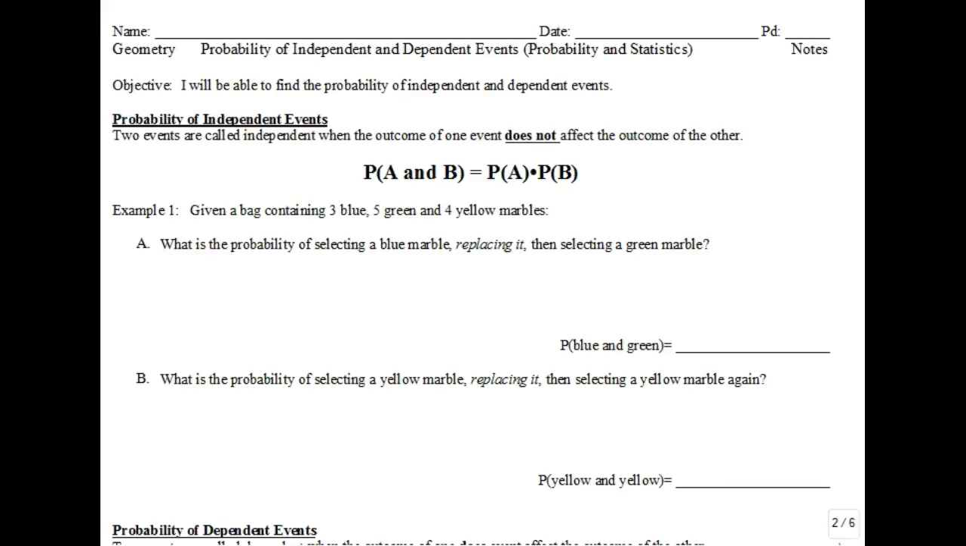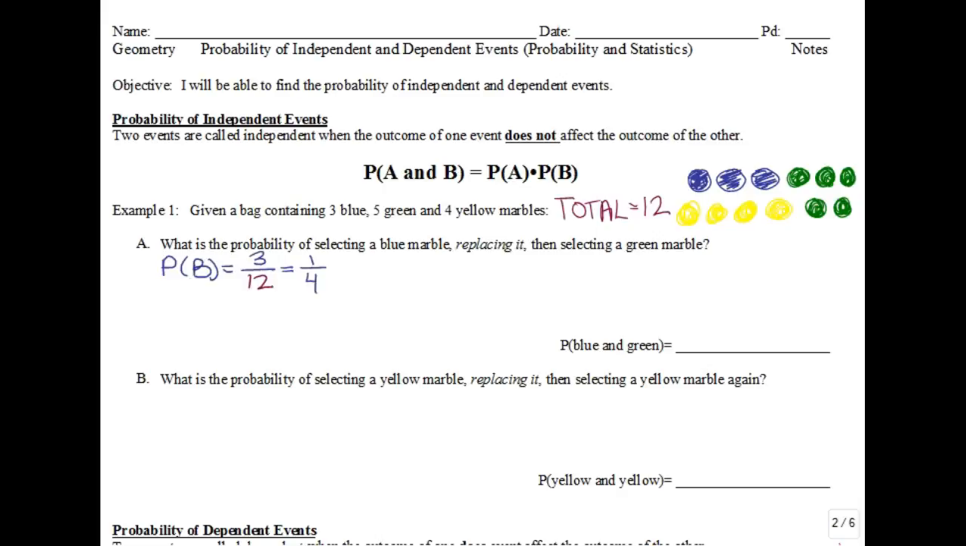Given a bag containing 3 blue, 5 green, and 4 yellow marbles, the first question I have is, how many total marbles are in the bag? That's right, there are 12. So, what is the probability of selecting a blue marble, replacing it, and then selecting a green marble? First, let's focus on the blue marble. What is the probability of selecting a blue marble? The probability of selecting a blue marble is 1/4.